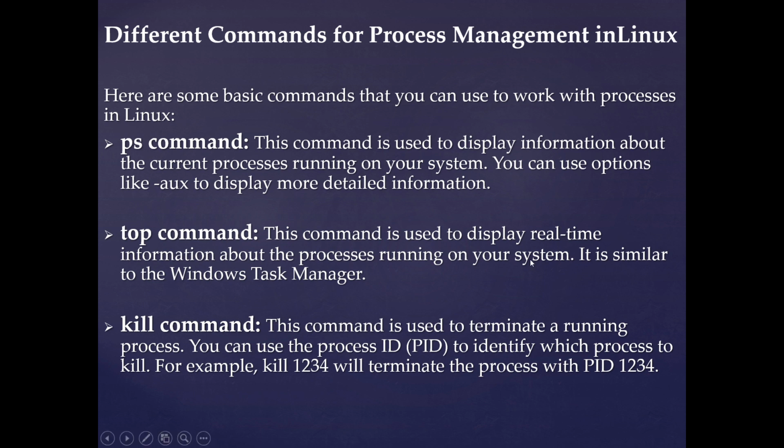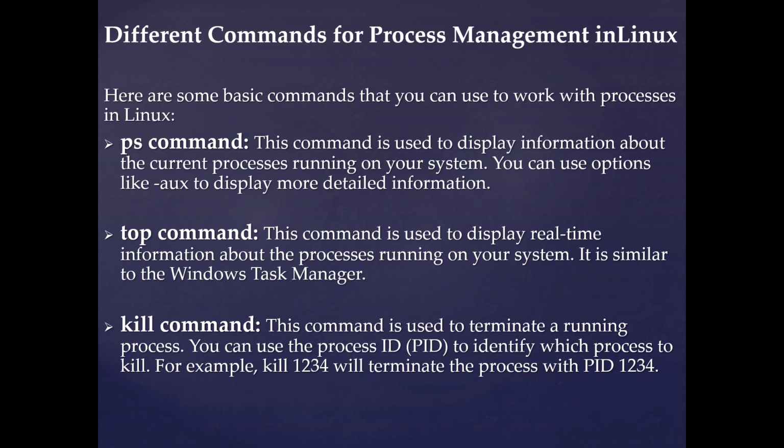And I'm going to discuss the different commands for process management in Linux. Here are some basic commands that you can use to work with processes in Linux. PS command. This command is used to display information about the current processes running on your system. You can use options like aux to display more detailed information. And second is the top command. This command is used to display real-time information about the processes running on your system. It is similar to the Windows Task Manager.